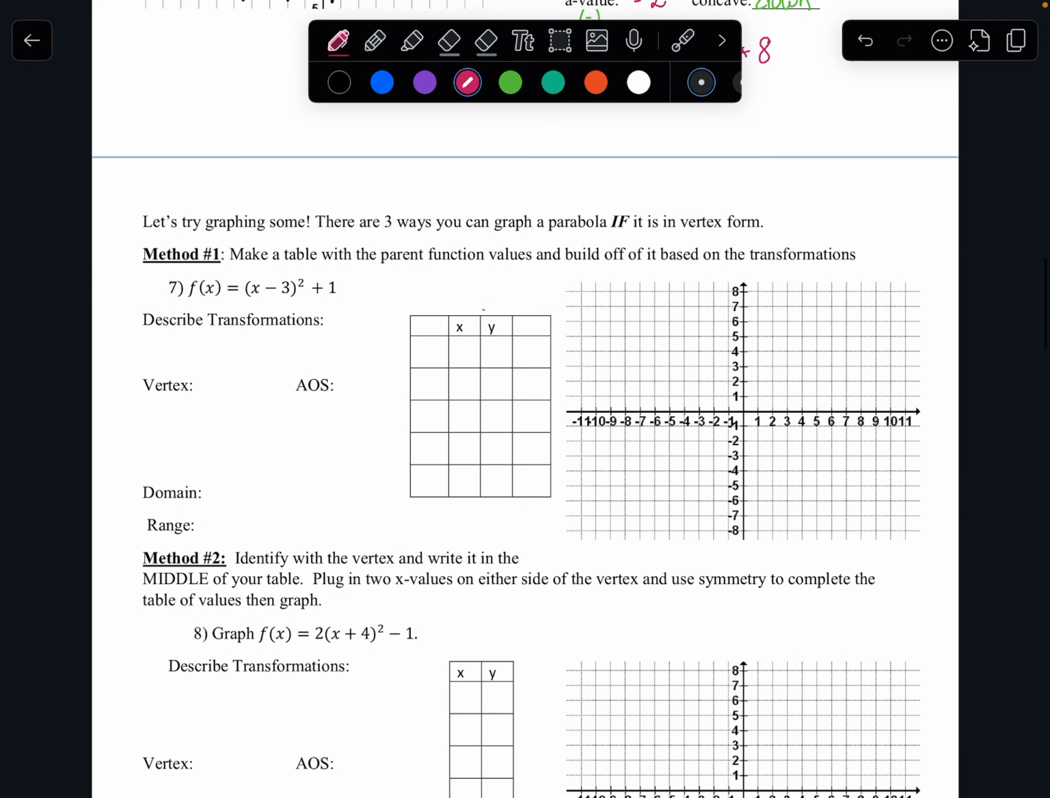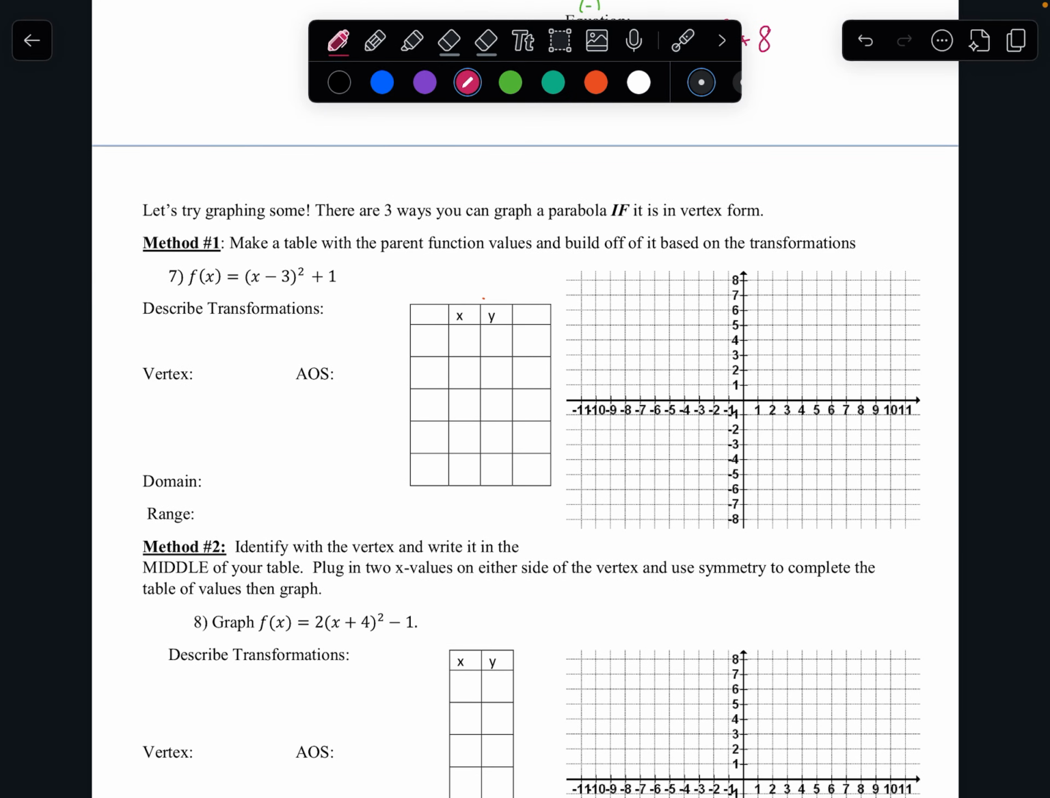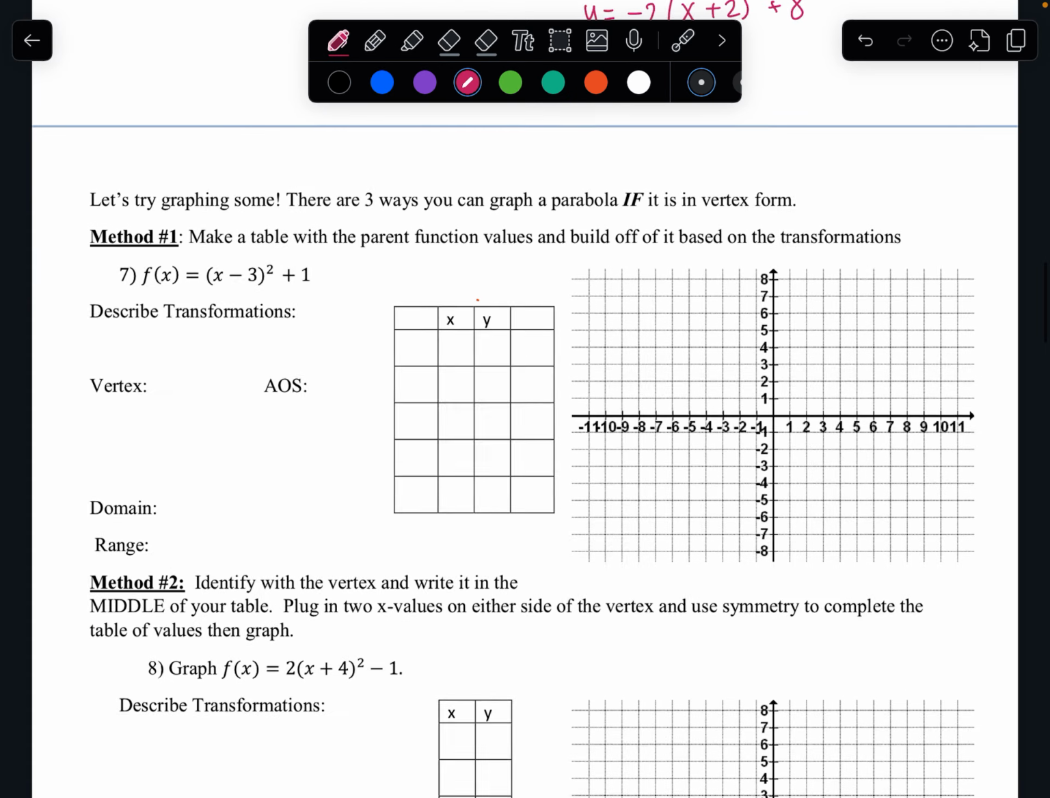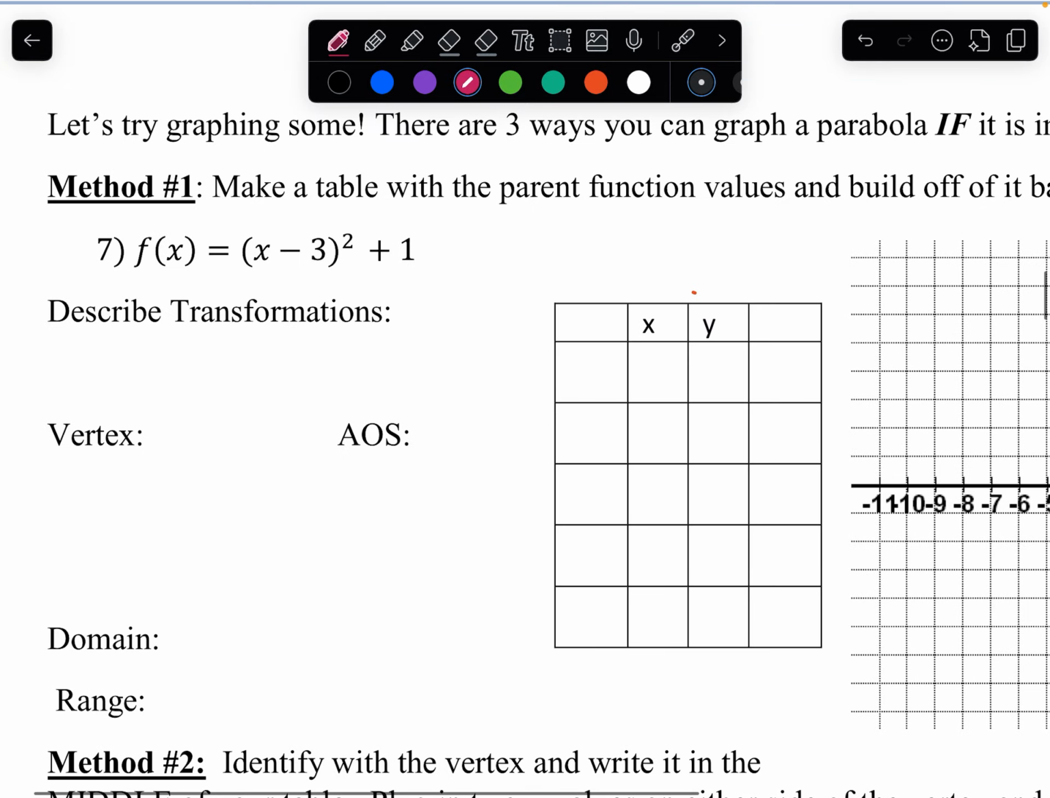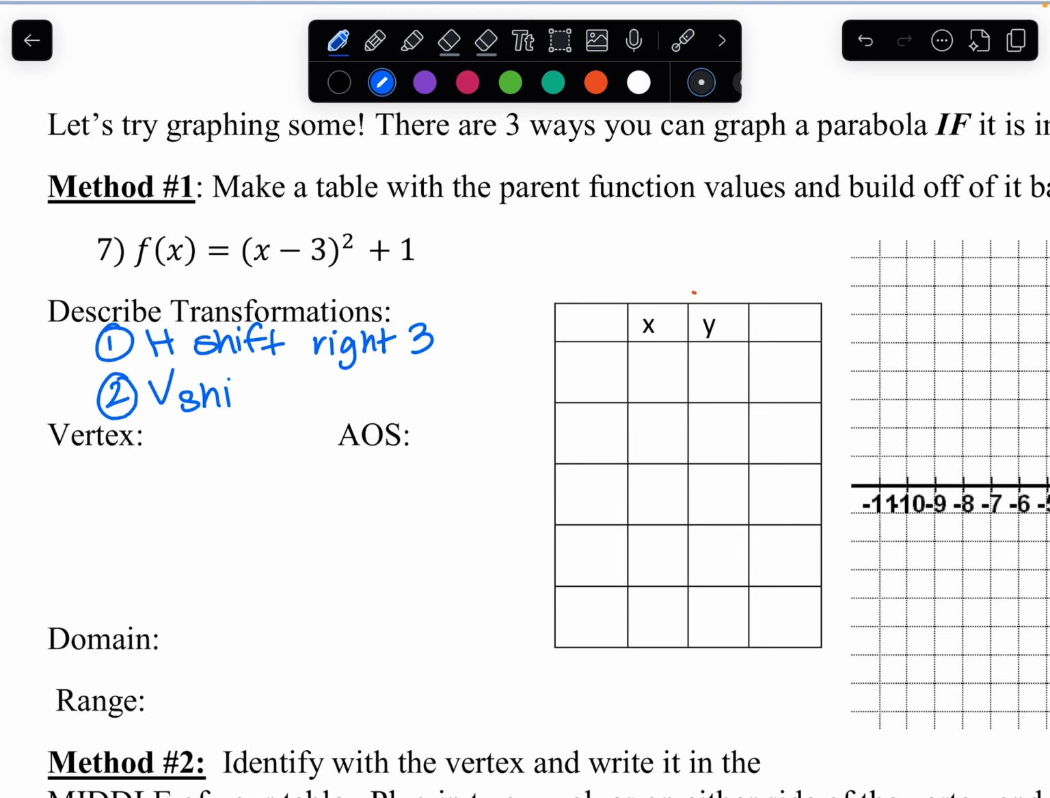So we're now going to actually graph these problems. There's 3 methods to graph. Your first one is your tried and true one. We saw them in our last unit. So I'm going to describe our transformations. This should be second nature to you by now because it's the same thing. So it's a horizontal shift, right 3, and a vertical shift up 1.